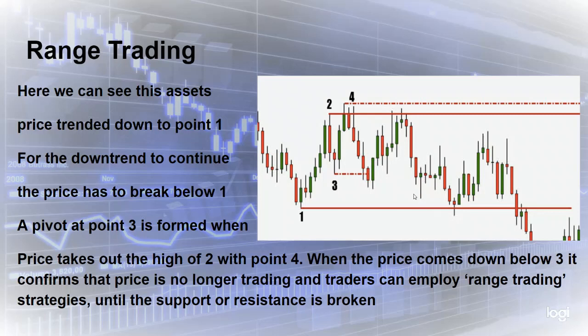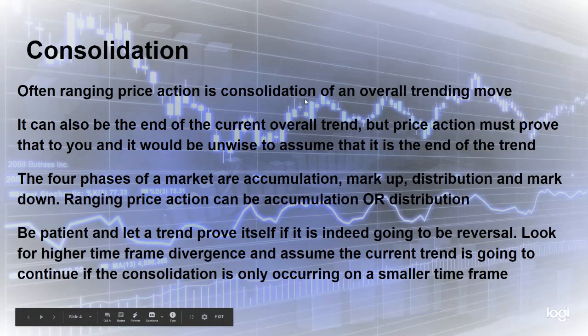We come back towards the bottom of the level, towards the low of the 1, and then we come back up again, come back down to that low level, come back up again, come back down, and eventually we do take out that low level and then resume the downtrend. But for this point in time here, we are no longer in a downtrend, not in an uptrend, and we are basically range trading. So consolidation.